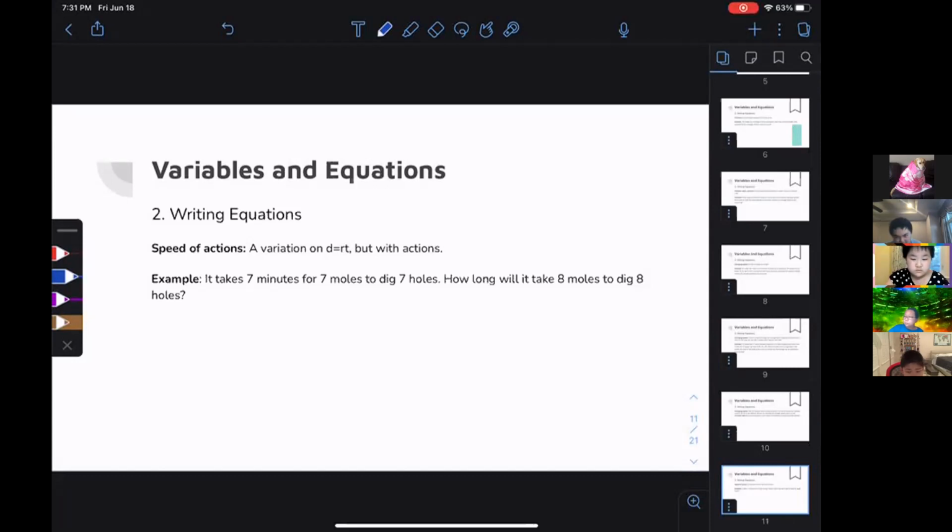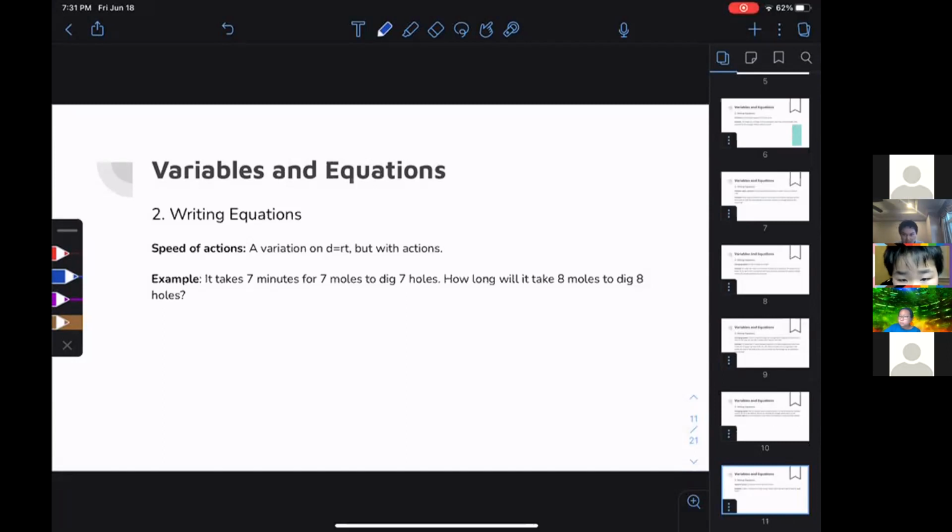Alright, so I see Ethan, I believe, has sent me a correct answer to this problem. Would you like to go ahead and explain how you got that? With 8 moles digging 8 holes, it's easiest to assign each of them to dig 1 hole. If it takes 1 mole to dig 1 hole in 7 minutes, they all work at the same pace and at the same time, so it would just be the same 7 minutes.